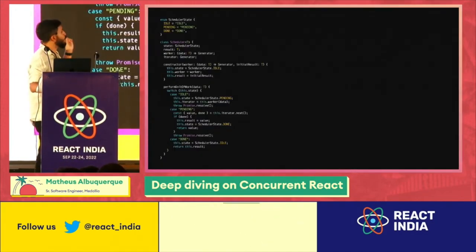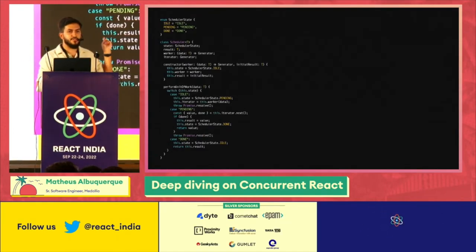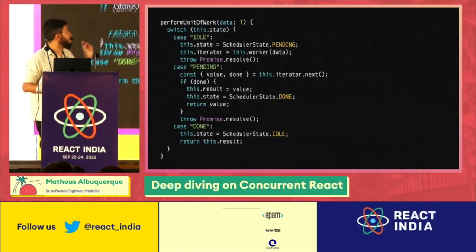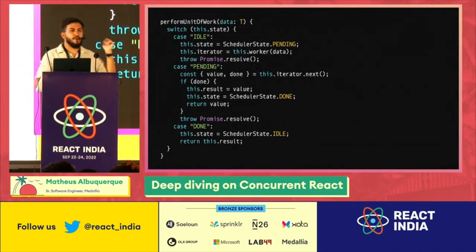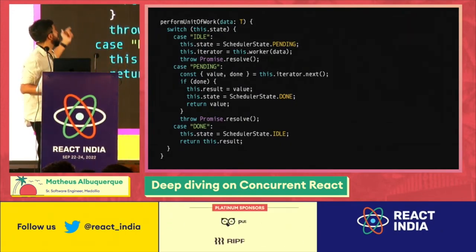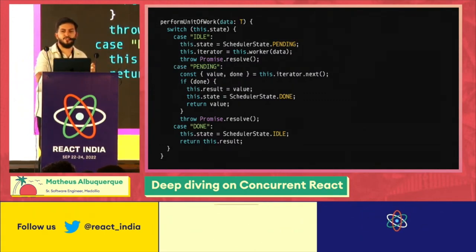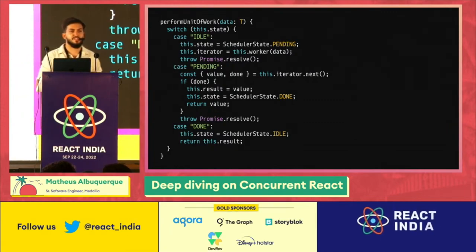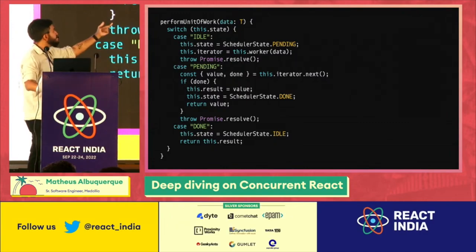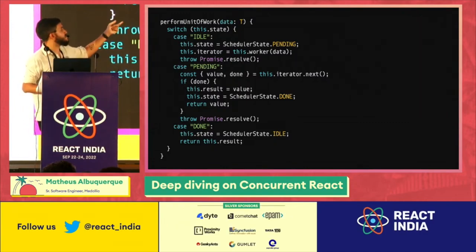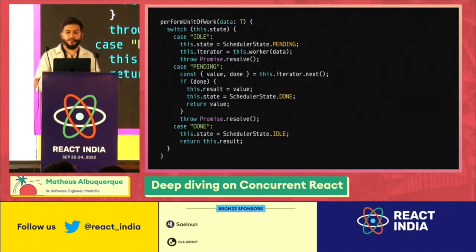And this is the full code for that scheduler we talked about. The most important part is this perform unit of work section, where basically we are switching on three different states: idle, pending, and done. The key things we are using: first, we are throwing promises, just like Tejas was doing earlier today. And we are using the next method from our iterator to do that.